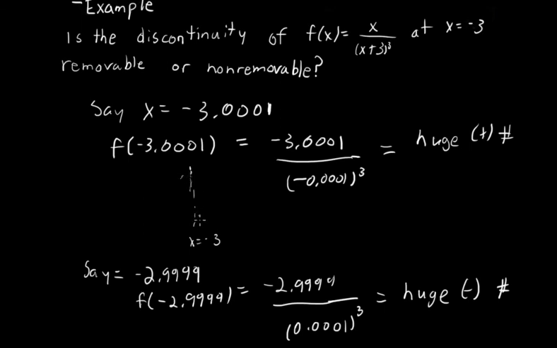So clearly coming in from both sides, we are not approaching the same number. In fact, we're not really approaching anything. Coming in from the left, we're tending towards positive infinity. Coming in from the right, we're tending towards negative infinity. So we know that this discontinuity is non-removable because the limits coming in from the left and right are not equal. Even, for argument's sake, if both of these were positive infinity, we would still have a non-removable discontinuity because we're not tending towards a particular number and the same number from both sides.